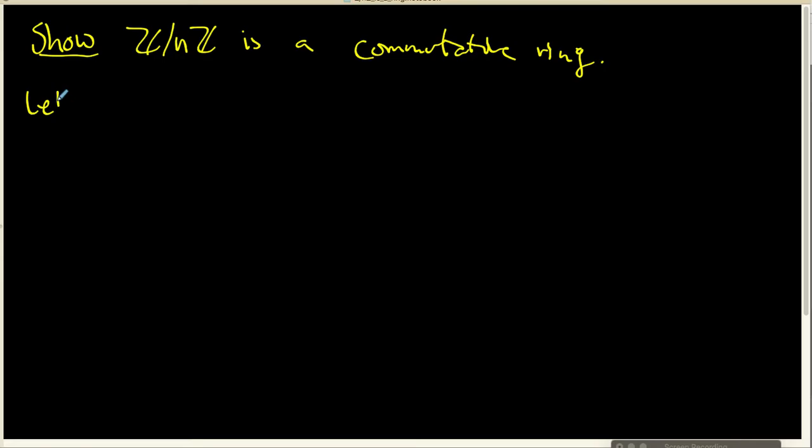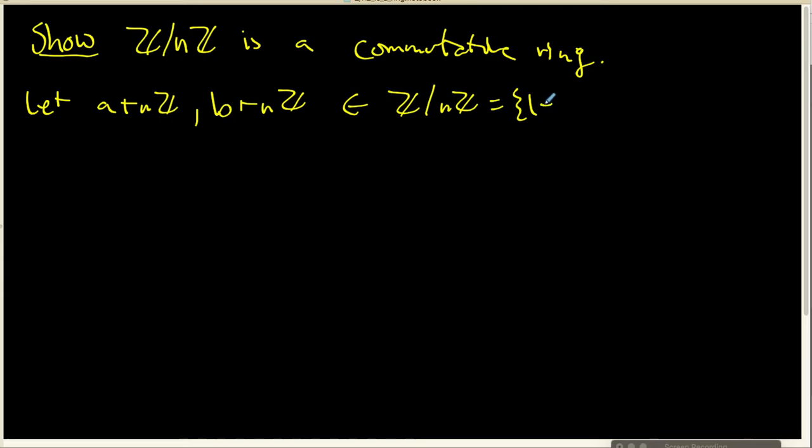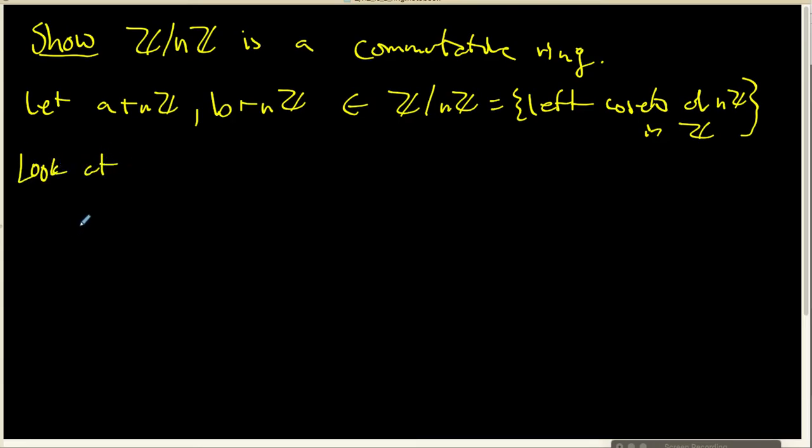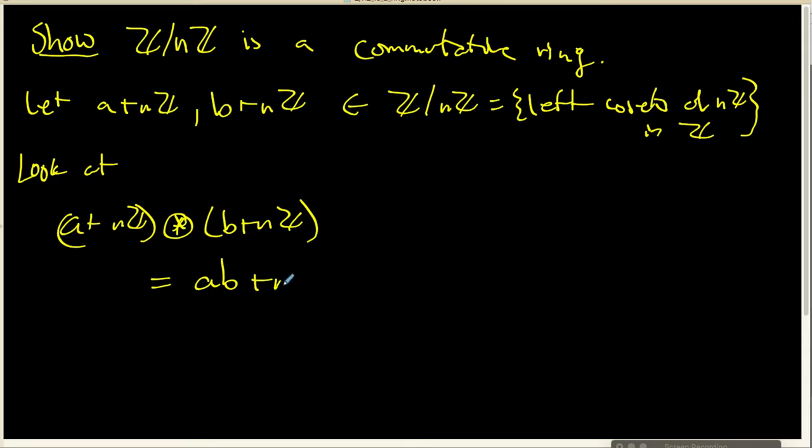Here's my proof. We're going to let A plus NZ and B plus NZ be two elements of Z mod NZ, the set of left cosets of NZ inside the ring Z. And what I want to notice is that we can look at A plus NZ times B plus NZ. By the definition of coset multiplication, that's just AB plus NZ.